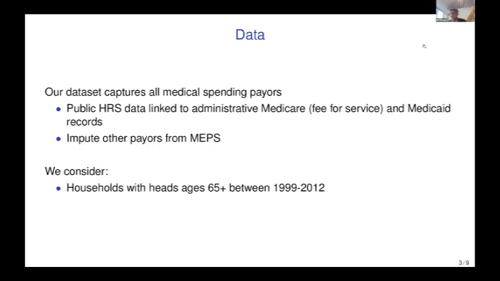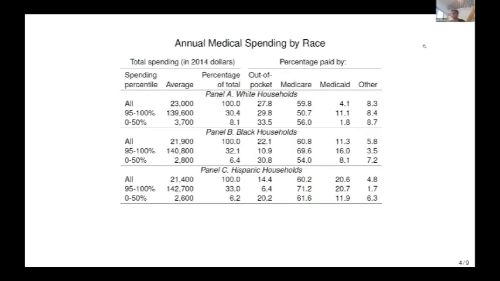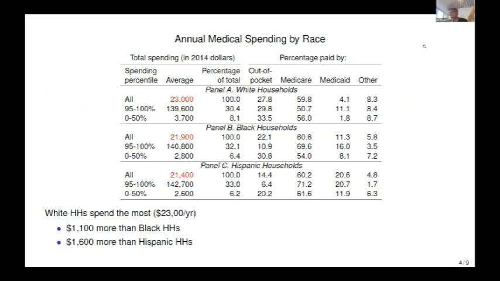Retirees ages 65 and older in the early 2000s. So let me just jump in and show you some basic facts in terms of how medical spending varies by race. First of all, just comparing the means, on average, white households have total medical spending that's modestly higher than for minority households. For white households, average medical spending per year is $23,000. That's $1,100 more than Black households and $1,600 more than Hispanic households.